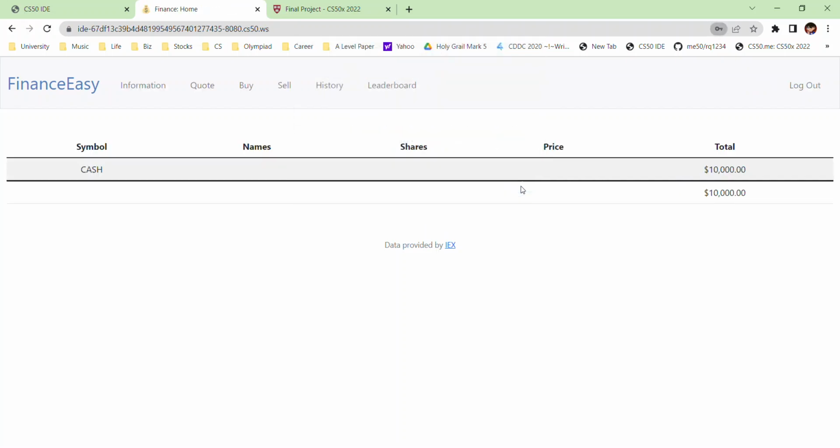So after logging into our page, first we will be presented with our portfolio page, which will be a consolidation of the total stocks and the total remaining amount of cash that we have. For a start, we have 10,000 in cash.